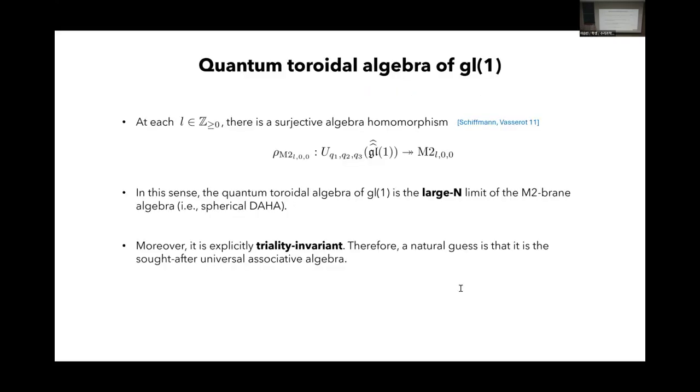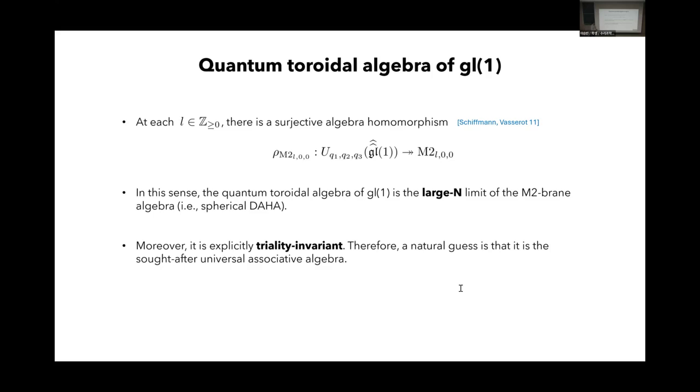So now enters the quantum toroidal algebra. There's a mathematical fact known for the spherical DAHA, by the theorem of Schiffmann and Vasserot, that for each non-negative L there's a surjective homomorphism from the quantum toroidal algebra to the spherical DAHA. This happens at each rank L, and in the large L limit it wants to be the quantum toroidal algebra itself. So in that sense, the quantum toroidal algebra is the large N limit of the spherical DAHA.